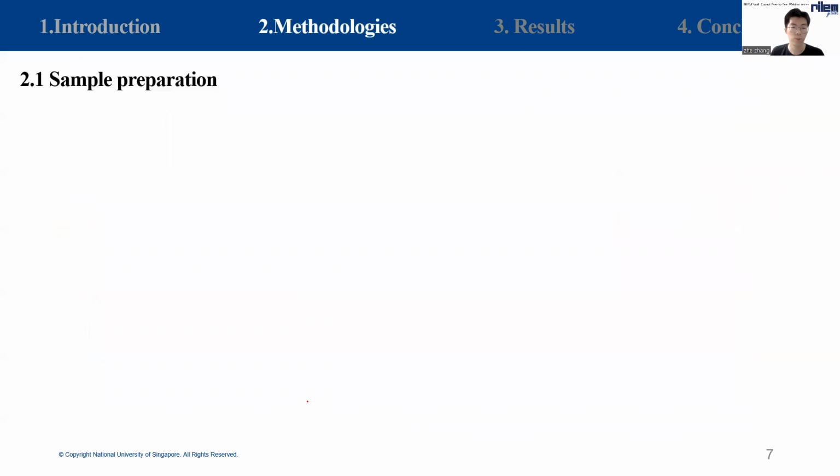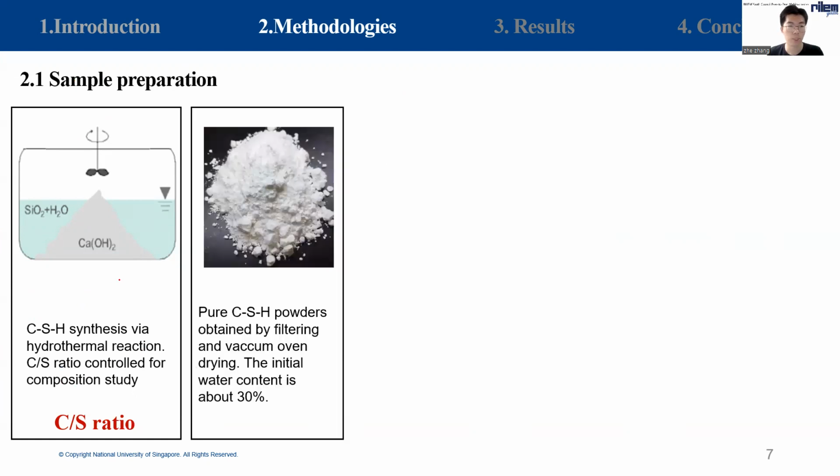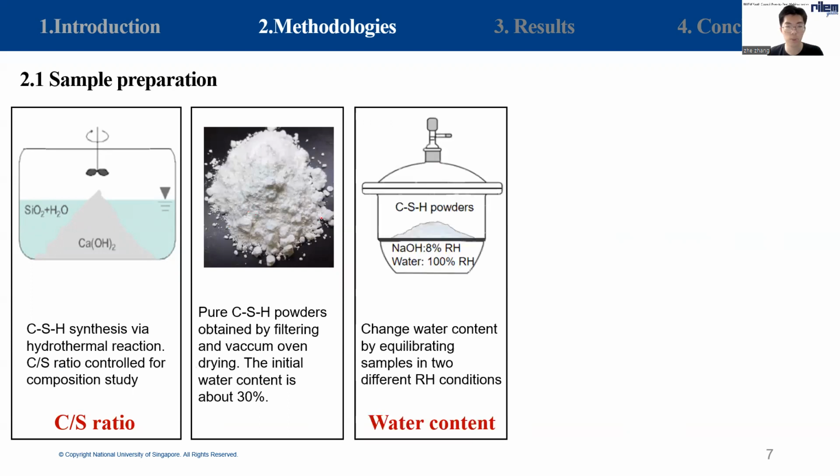The first thing to do is to accurately control the chemical composition and microstructure of CSH as a studying object. Instead of directly using the hydrated cement, the novel method I use is to synthesize the pure CSH via hydrothermal reaction. After 2 months reaction, the powders were dried in a specific state and then were put into 2 relative humidity conditions to reach the true water content.